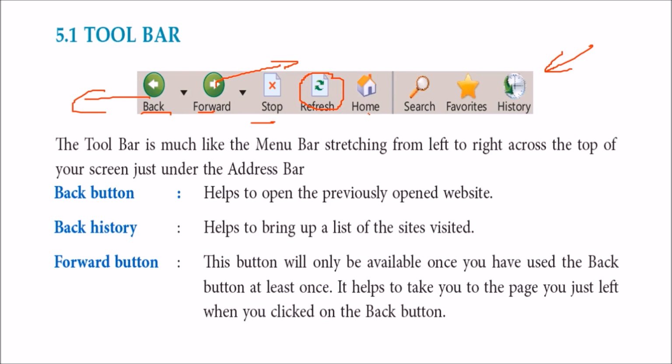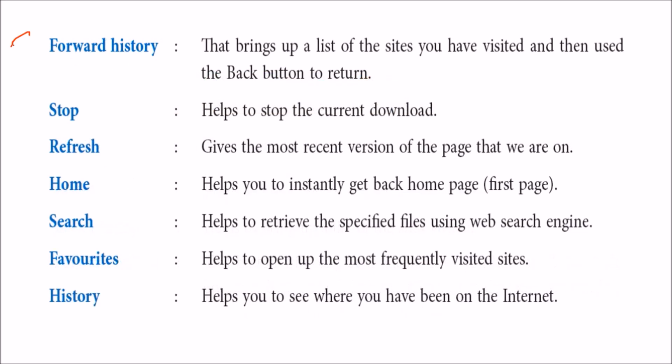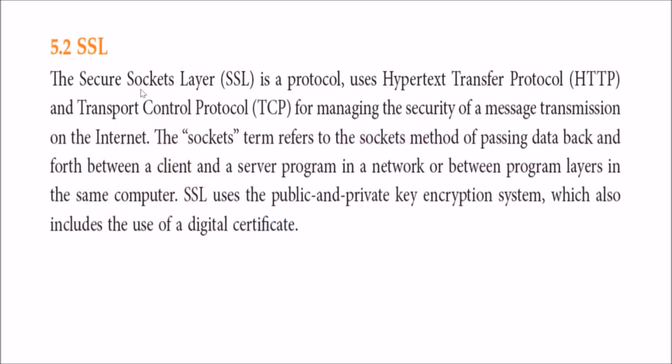Then you have home, where the home page will be seen. You can search on this website. These are the favorite websites you are visiting. This is the history of all the websites or pages you have been to. So these are all the options which you generally find in your web browser. But right now browsers like Chrome and Firefox provide you with so many options apart from SSL.